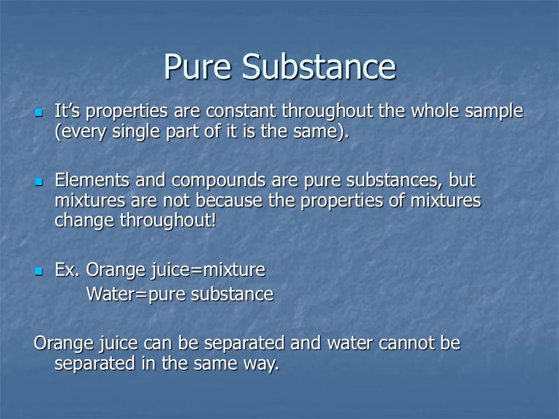Okay, pure substance. The properties are constant throughout the whole sample. Elements and compounds are pure substances, okay? So anything on the periodic table is a pure substance, and then compounds are also pure substances because it's the same throughout. But mixtures are not, because mixtures aren't the same throughout. They're different throughout. So orange juice is a mixture of lots of different things. You can take out the pulp if you want to, whereas water is a pure substance. It's the same throughout.